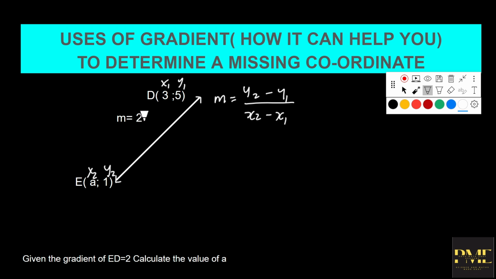So what's going to happen is la ubona gradient yakho uzofaka u2, so soba no 2 is equals to y2 wethu ubani, y2 wethu u1 minus y1 wethu uba u5, all over x2 wethu ubani, x2 wethu u8 minus x1 wethu uba u3 guys, x1 wethu, okay?